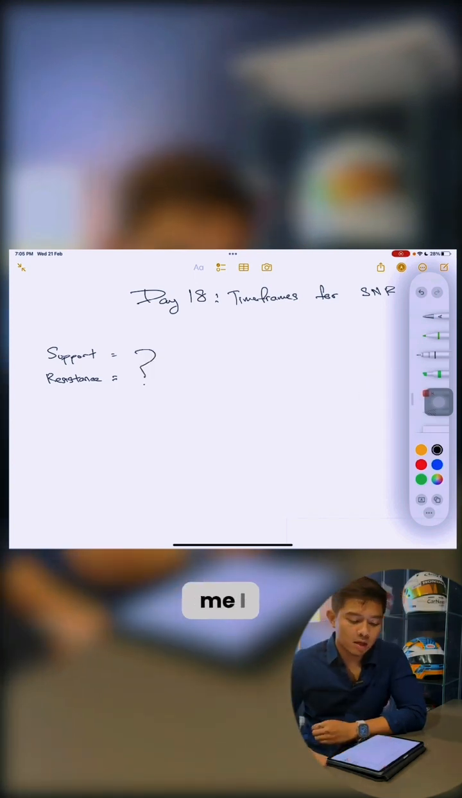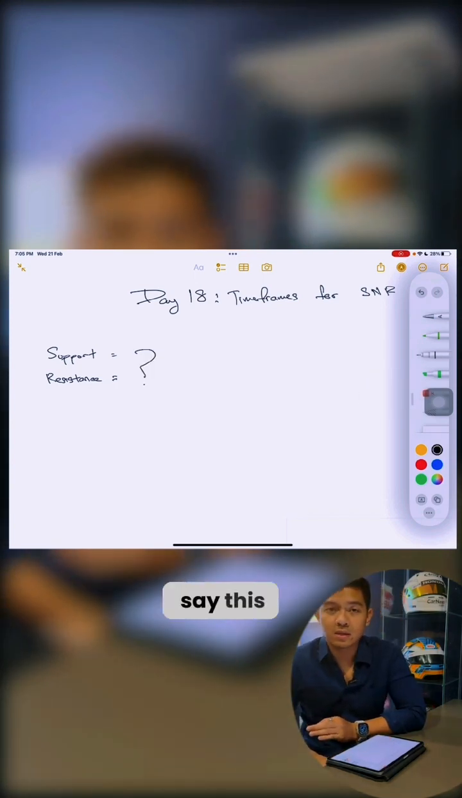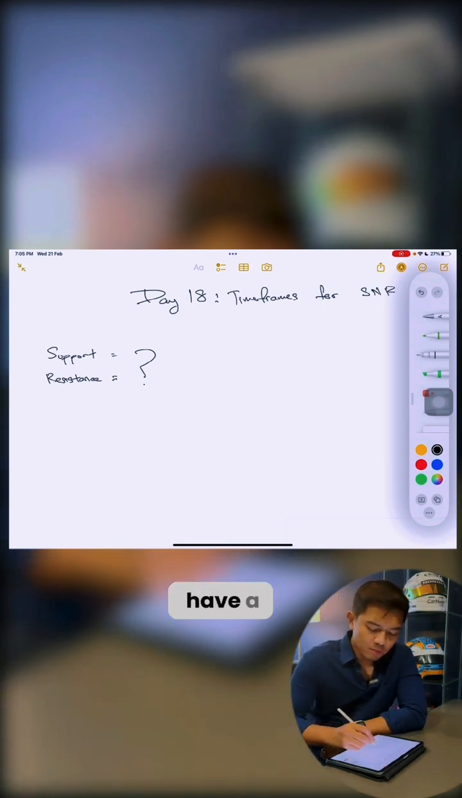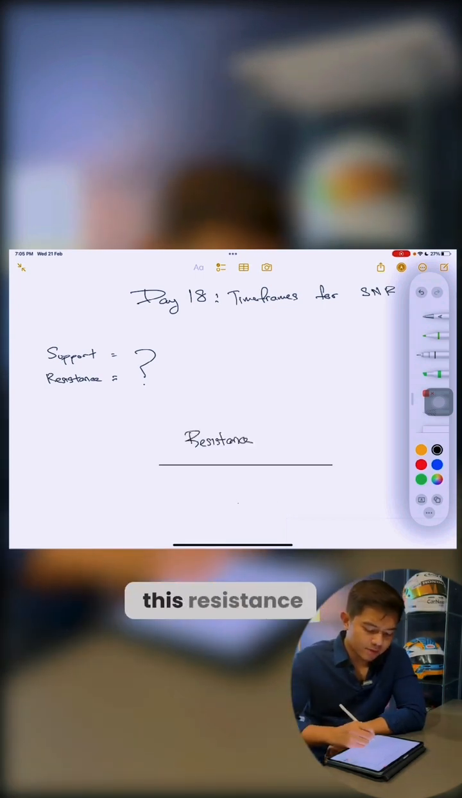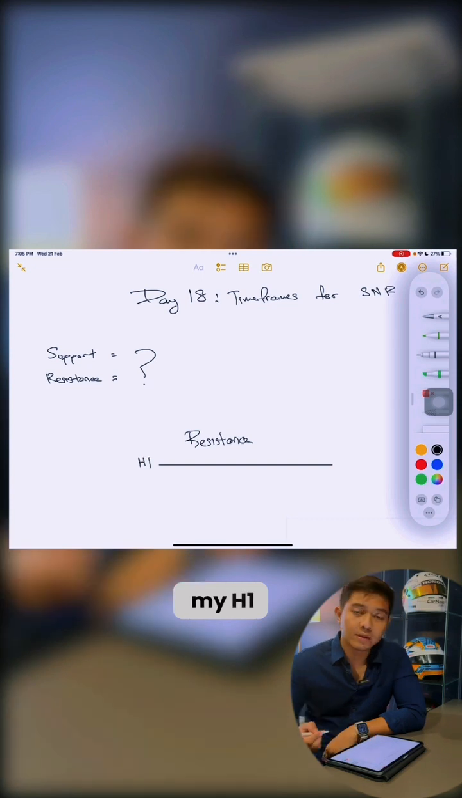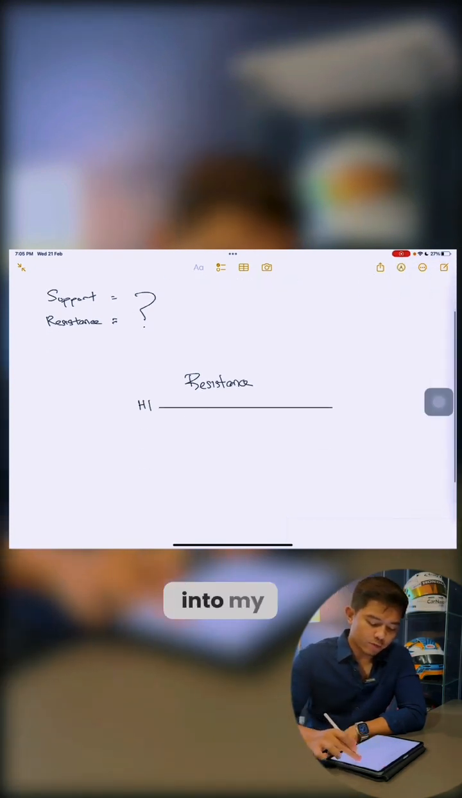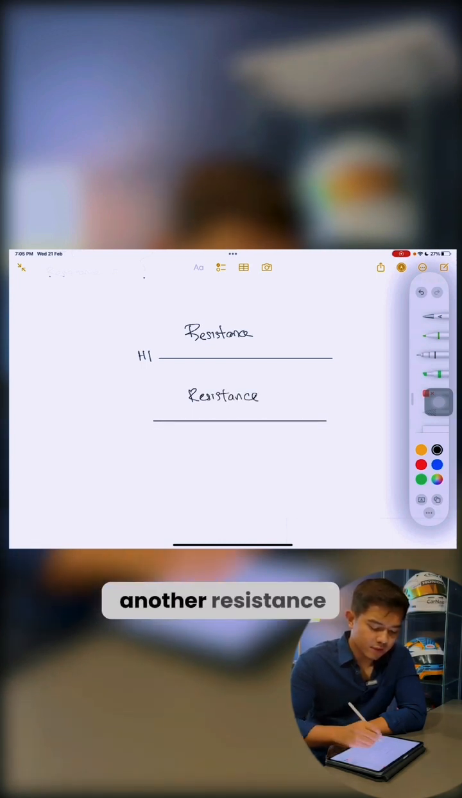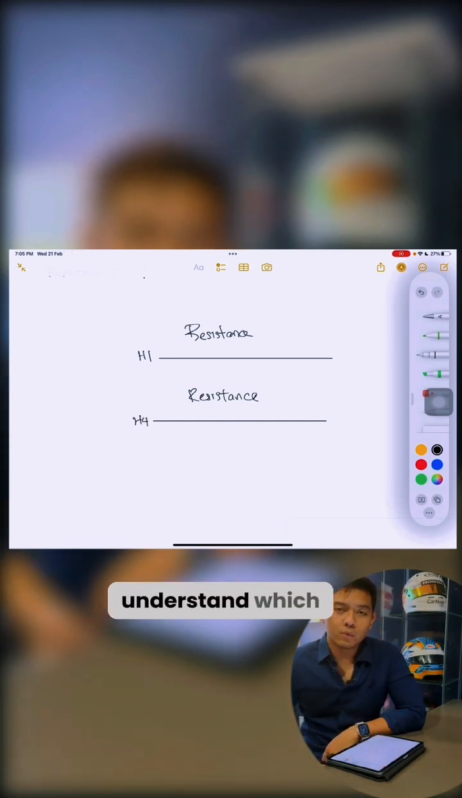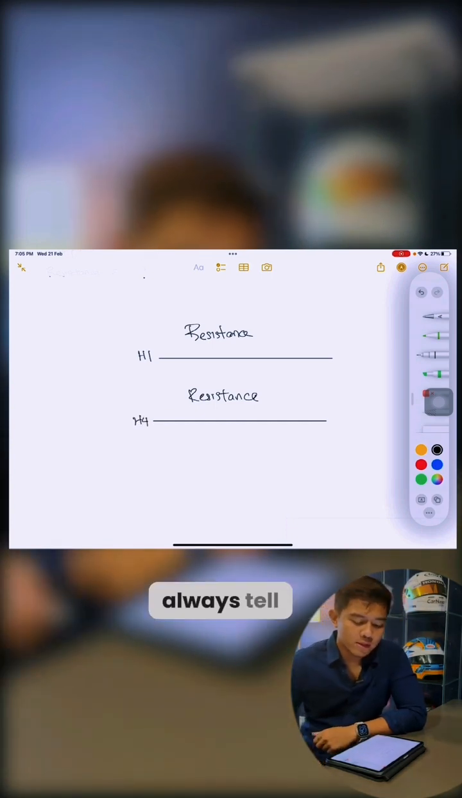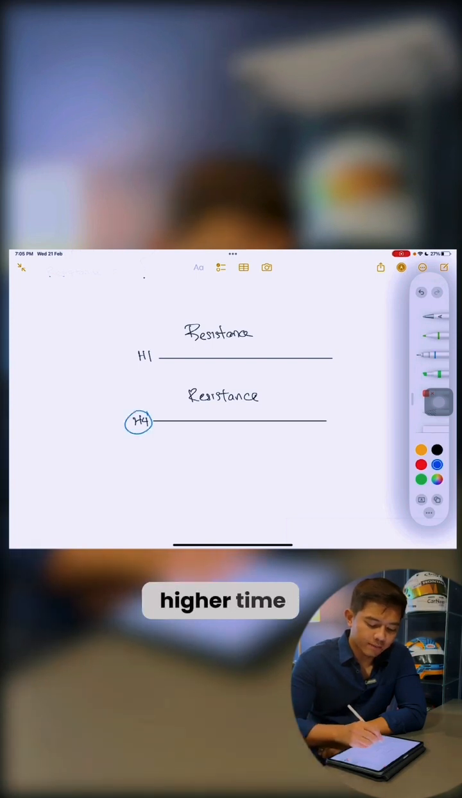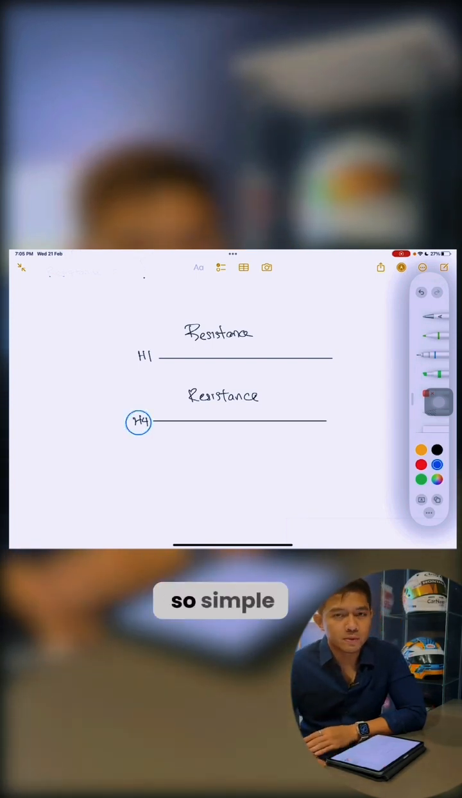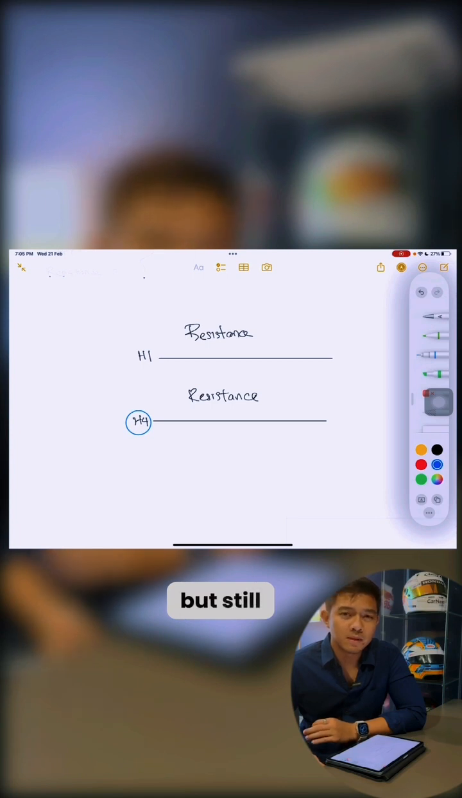So for me, I will always say this: if I have a resistance and this resistance is on my H1, but when I go into my H4 resistance, I have another resistance. Understand? Which one would I use? Always tell yourself to use the higher time frames. That is so simple. Okay? But still, most of you guys still do not know how to use it.